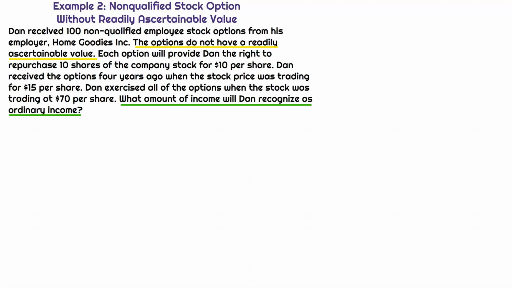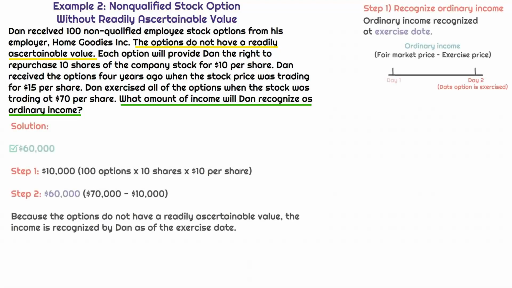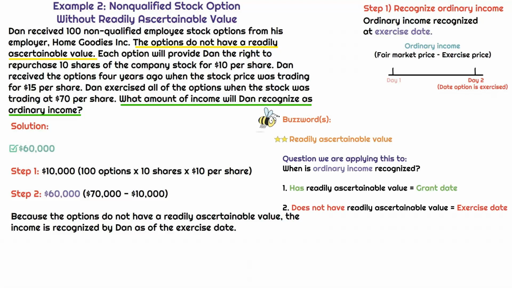So what's key to note here is that these non-qualified stock options do not have a readily ascertainable value. If they do not have a readily ascertainable value, we can't just look up what the stock or the option is trading for on the open market. So that means that we can't value the stock options and therefore recognize them as income until we go ahead and exercise them. Okay, so this situation will result in the taxability of the stock options as ordinary income as of the exercise date. Remember, if this had an ascertainable value, it would be at the grant date. But again, because it does not have a readily ascertainable value, it's going to be valued as of the exercise date.